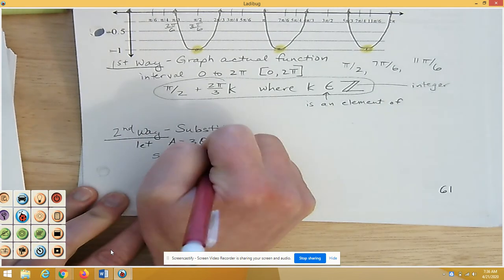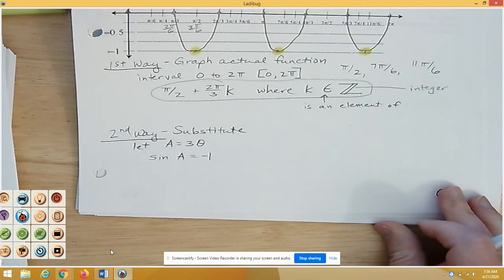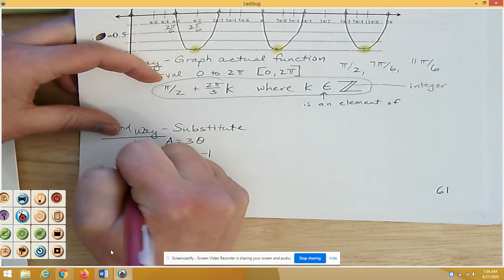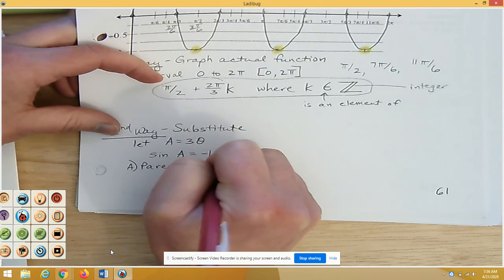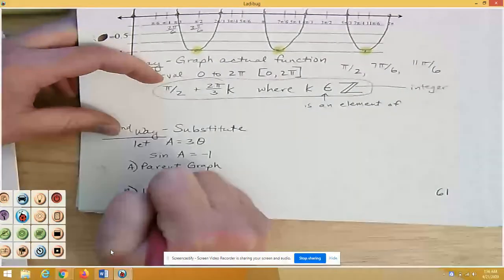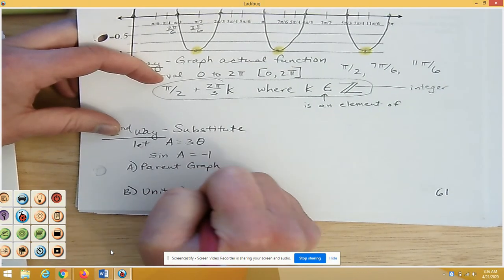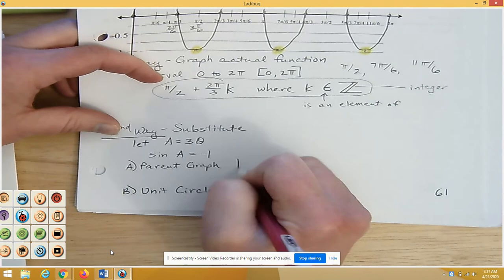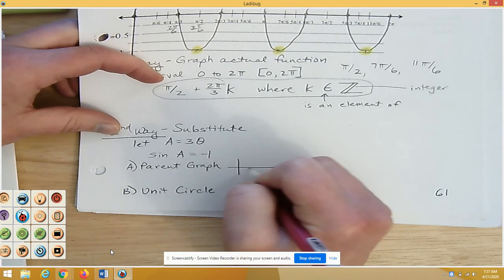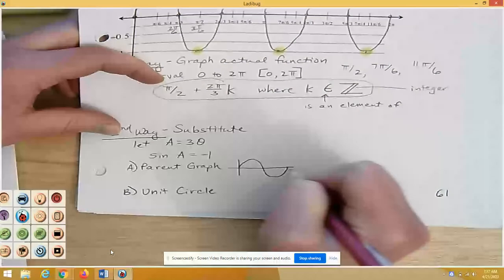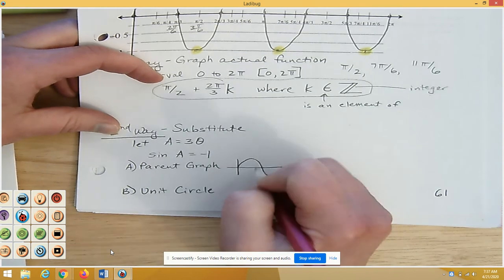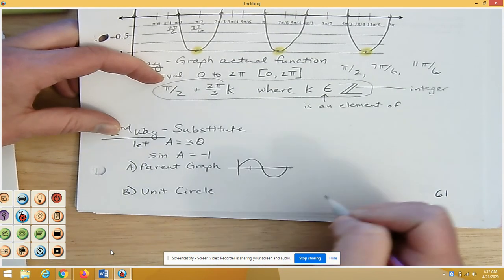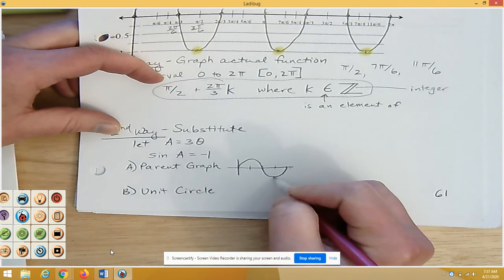And now in our second way, you have 2 possible ways to get your solution. So there's kind of a subset. So letter A is the parent graph, and letter B is the unit circle. Okay, so if you think of the parent graph, and you don't need to go crazy with this, but remember, sine starts at your midline and ends at the midline, so halfway through you're back at the midline, and this is your first quarter, midline, halfway, 3/4 of the way, you're at your minimum, and then back to your midline.